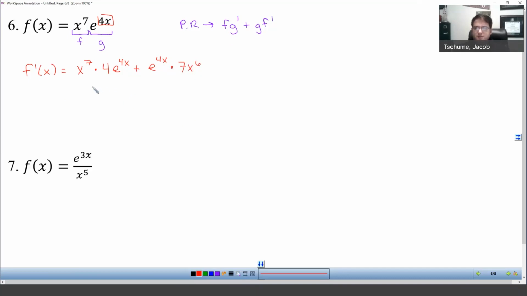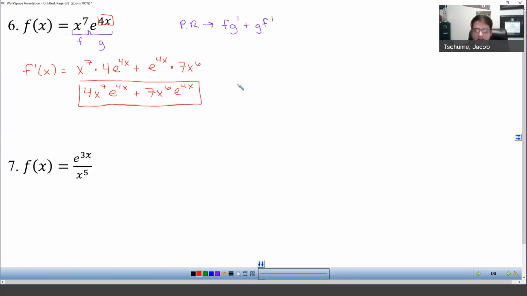If I clean this up a little bit to make things look a little nicer, this would be 4x to the 7th, e to the 4x. So I just rearrange the terms there. And then I'm going to bring this term to the front and make it plus 7x to the 6, e to the 4x. So this would be an acceptable answer.